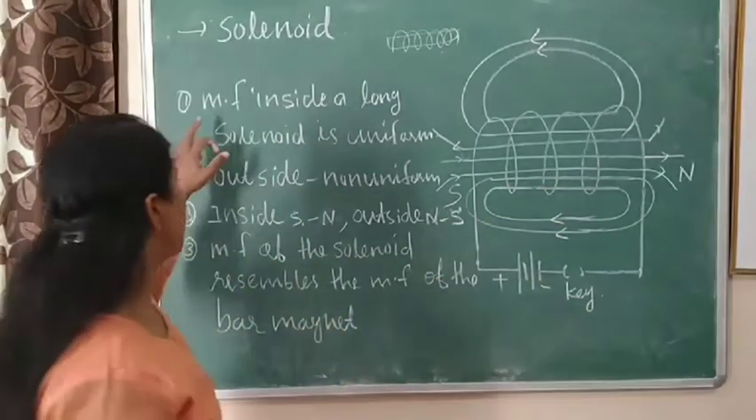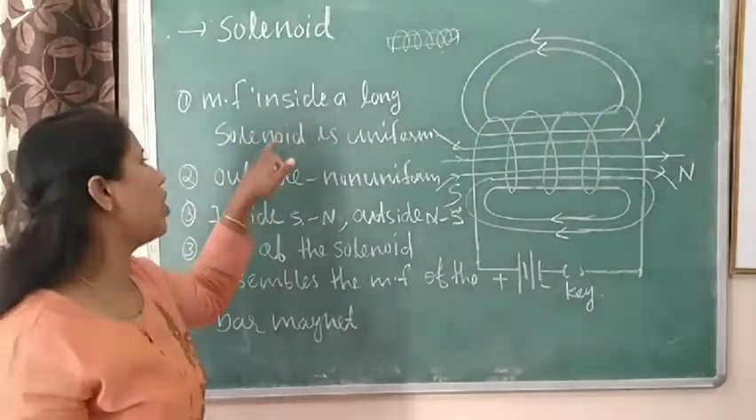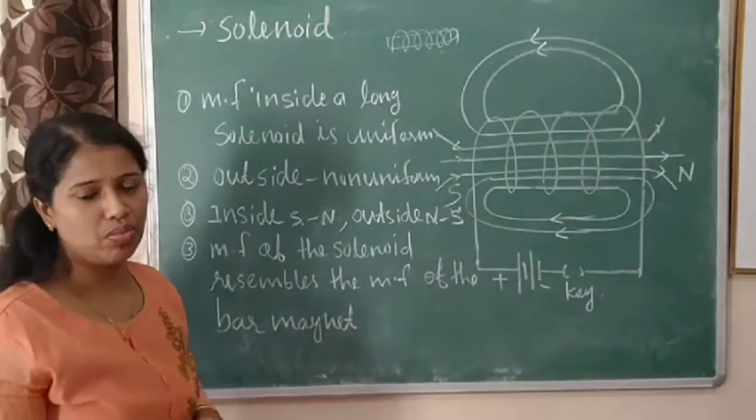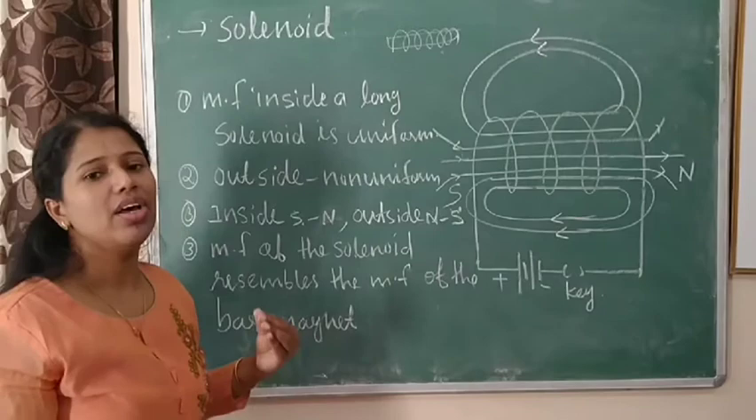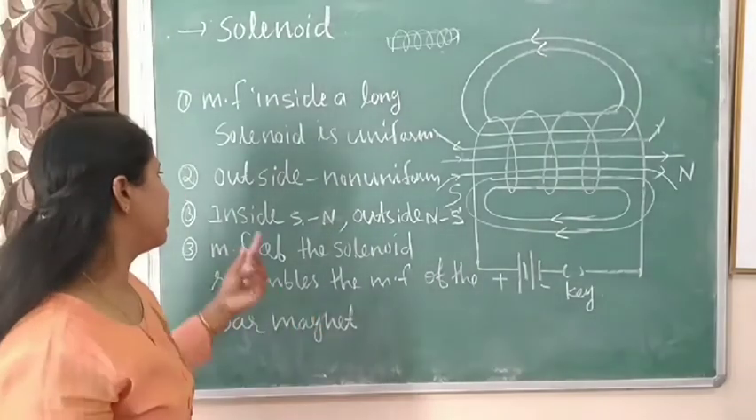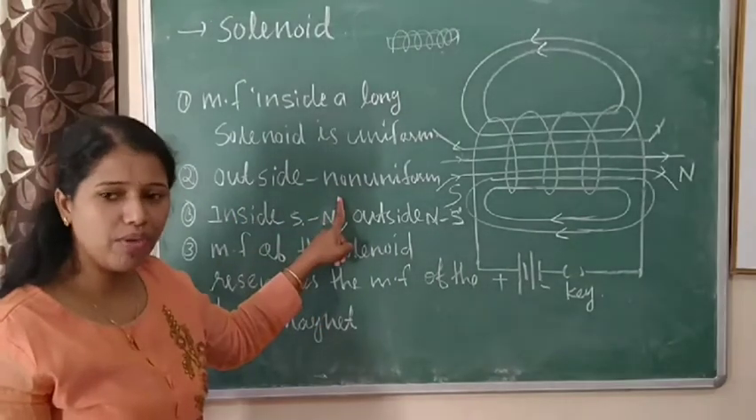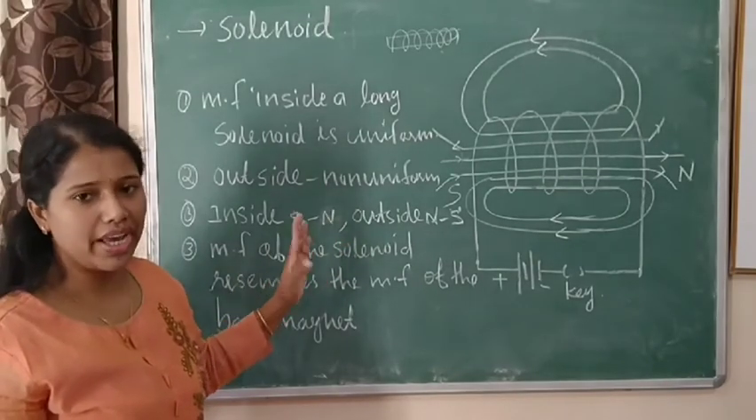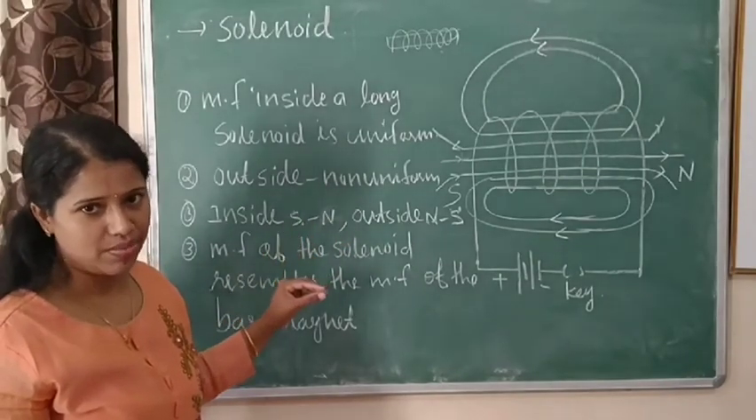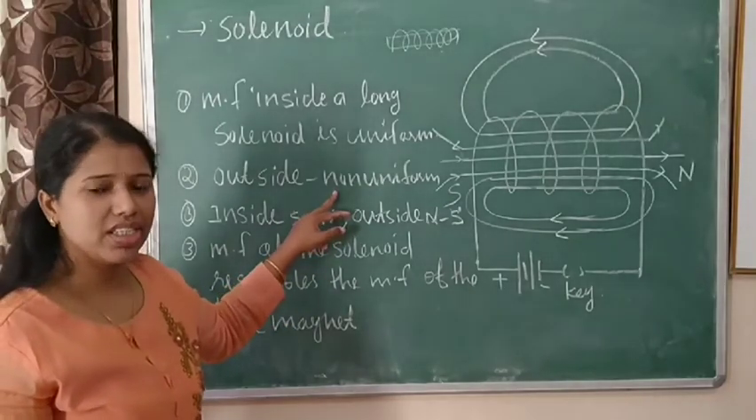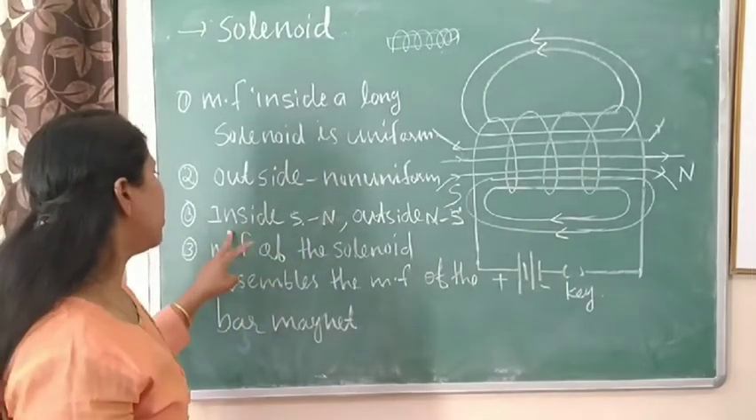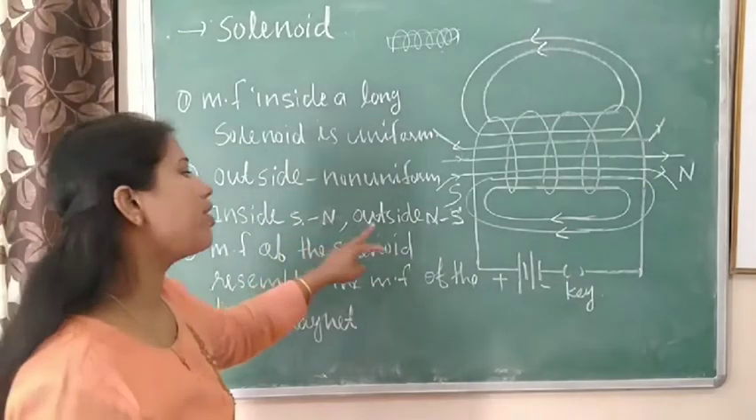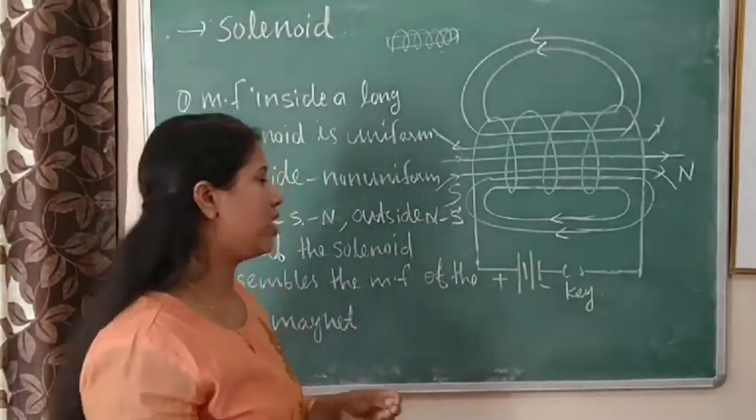Then the features. First feature: the magnetic field inside a long solenoid is uniform. Uniform means it is parallel, a very strong magnetic field. Second, outside it is non-uniform. Non-uniform means not at equal distance, not in the same direction. Then it is a weak magnetic field. Third, inside it is south to north, outside it is north to south.